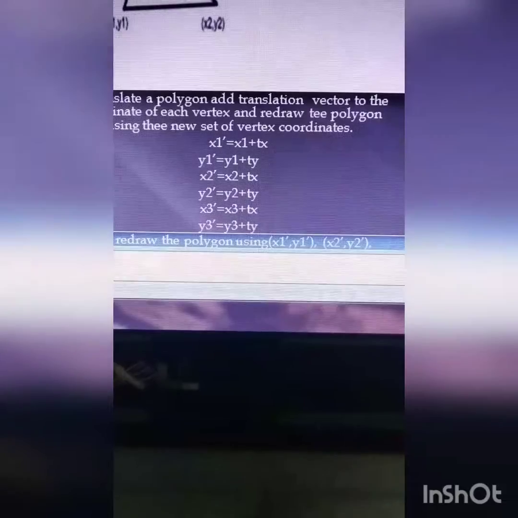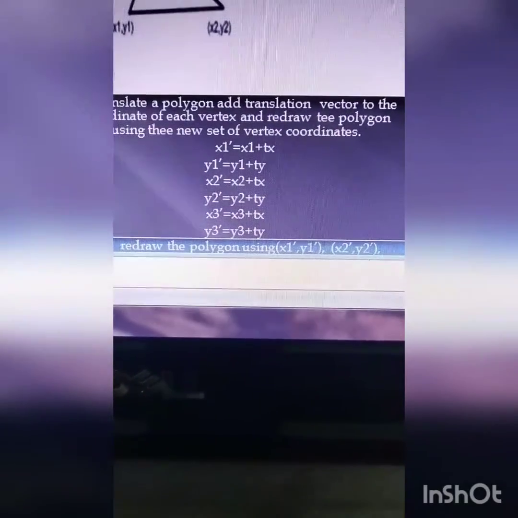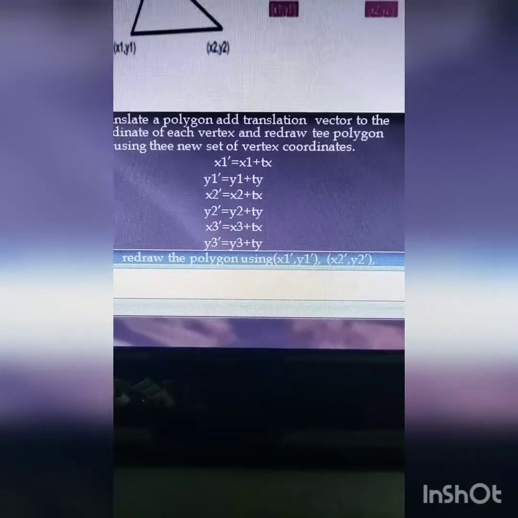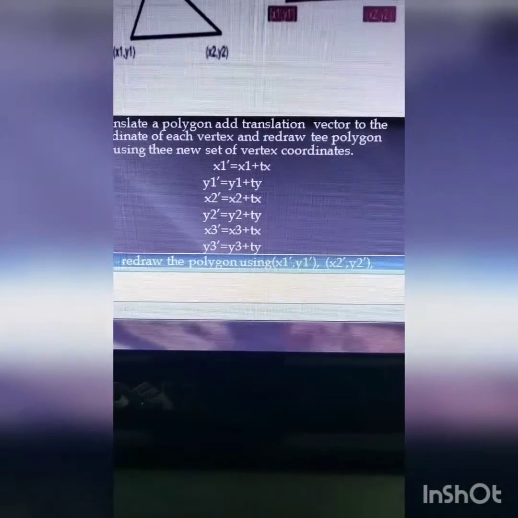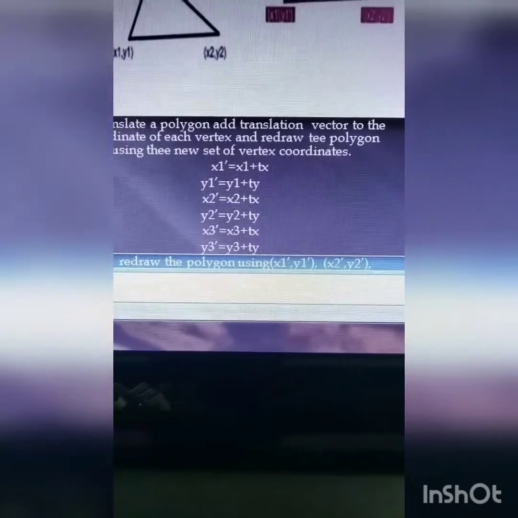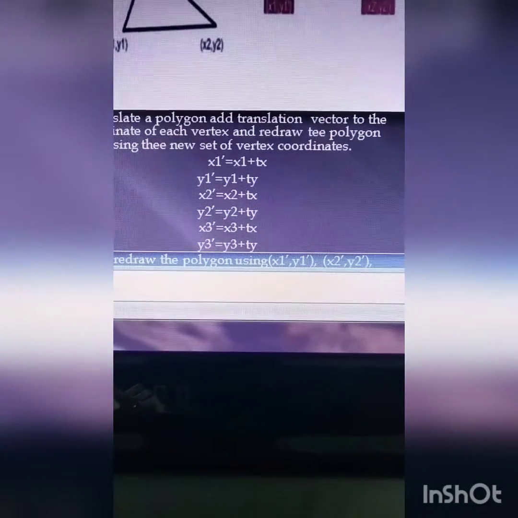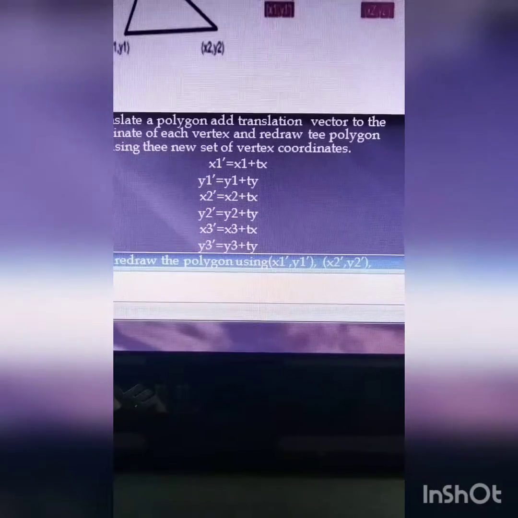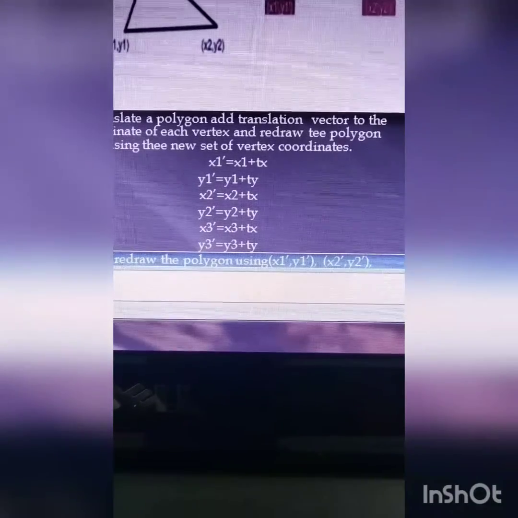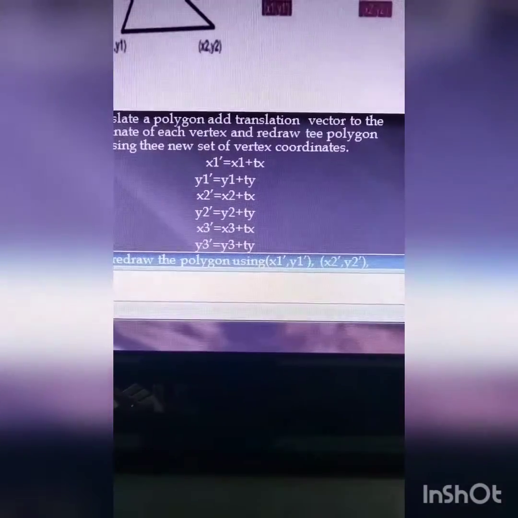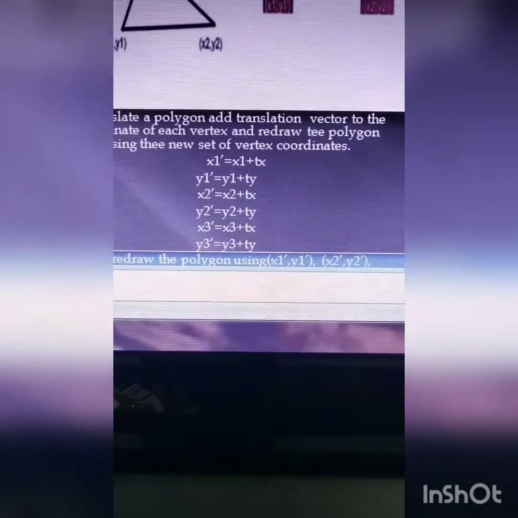We have applied the translation equation to all the coordinates of this polygon, that is to x1 y1, x2 y2 and to x3 y3. So the translation equation was p dash is equal to p plus t, that is the translation coordinate is equal to original coordinate plus translation distance. So we have applied that same thing here also, that is x1 dash is equal to x1 plus dx followed by y1 dash, x2 dash, y2 dash, x3 dash and y3 dash.